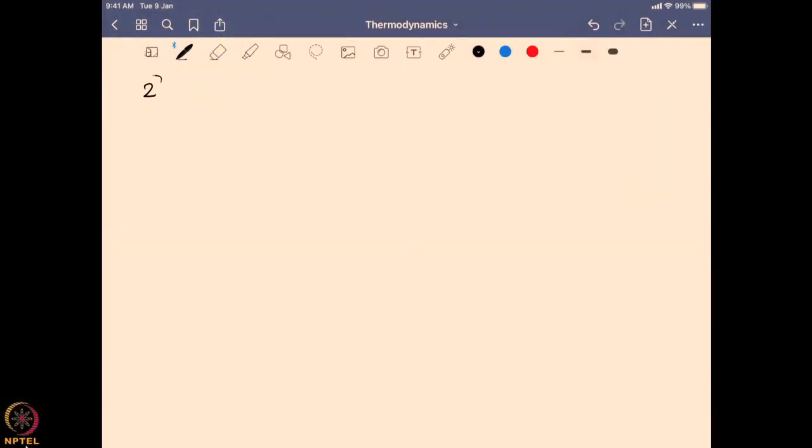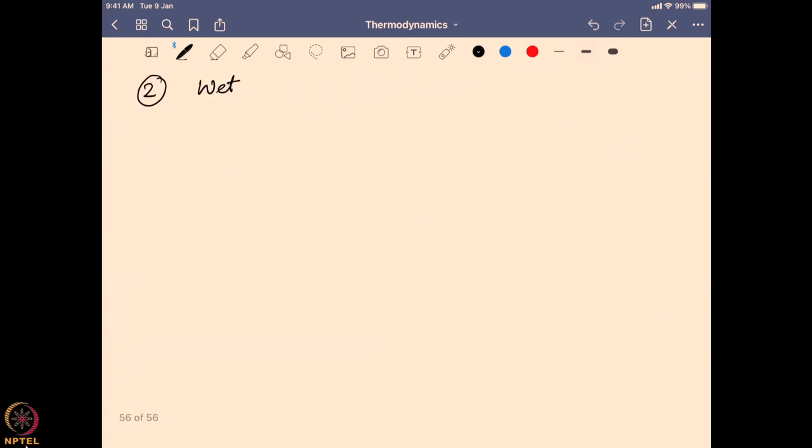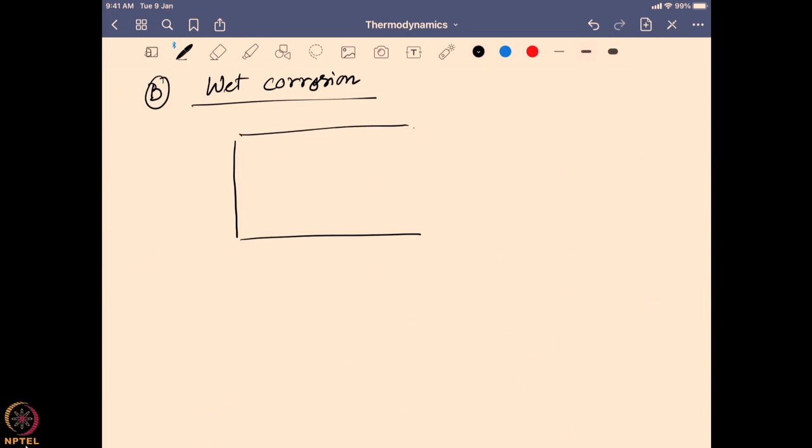There is another process that also happens at the same time, which is known as the wet corrosion. In the wet corrosion process, as is quite obvious from its name, the liquid or water actually has to play a big role. So say I have an iron container, and this iron container actually creates two different phases.